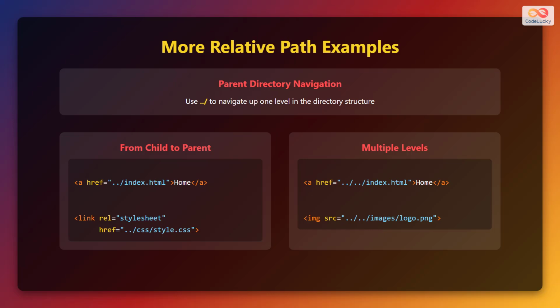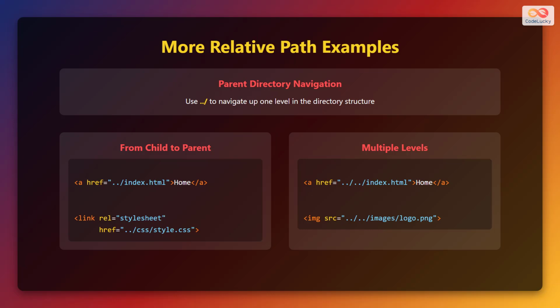Now let's look at the examples of relative paths. Here's an important concept: navigating to a parent directory. You can use ../ to move up one level in the directory structure. So, for example, if you're in pages/about.html and want to link to index.html, you use ../index.html. Similarly, to link to style.css from the same about.html file, you would use ../css/style.css.